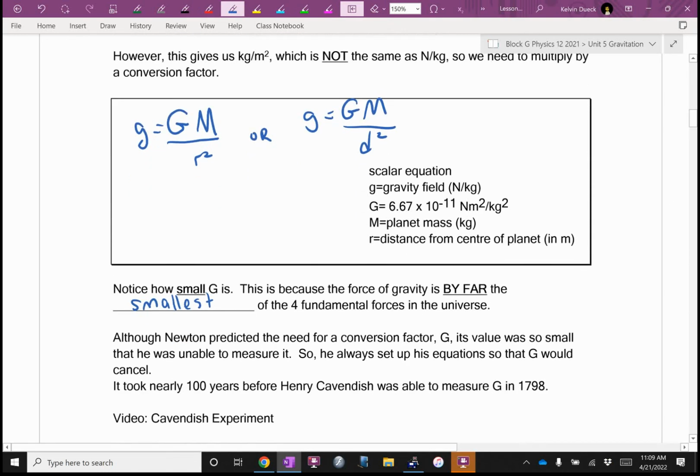So Newton predicted the need for that conversion factor, but it was just so small he couldn't come up with an experiment to measure it. So he set up his equations so that big G would cancel. About 100 years after Newton published his gravitational equation, Henry Cavendish measured G in 1798. How the heck would you measure something that small with 1800s technology? It was very, very clever.